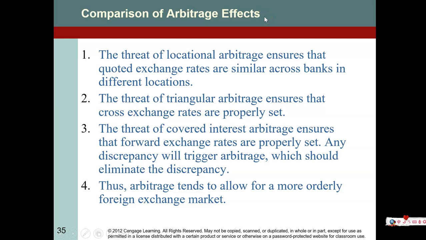Comparison of arbitrage effects. The threat of location arbitrage ensures that quoted exchange rates are similar across banks in different locations. Otherwise, people will arbitrage across banks. The threat of triangular arbitrage ensures that cross-rate exchange rates are properly set. Otherwise, we could do triangular arbitrage. The threat of covered interest arbitrage ensures the forward exchange rates are properly set. Any discrepancy will trigger arbitrage, which should eliminate the discrepancy.